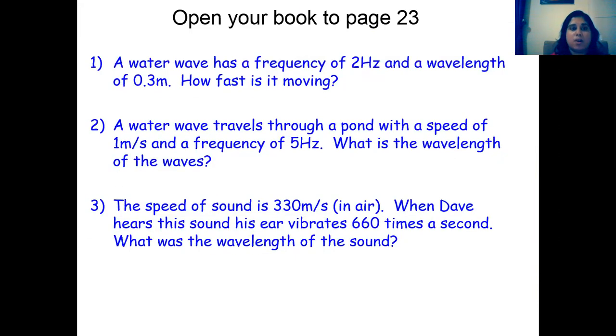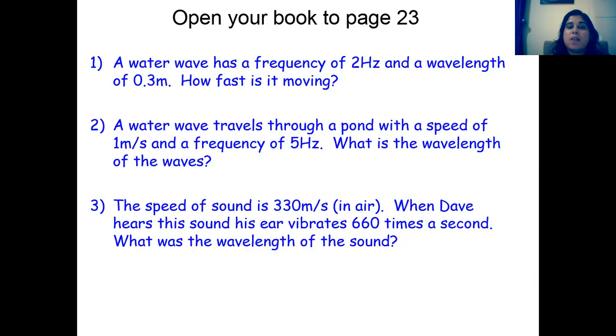Now I have a question. Open your book to page number 23. The formulas are written in the book also. Now you have questions. I will read the questions. You take out your book, you take out a calculator, and you can solve the questions.